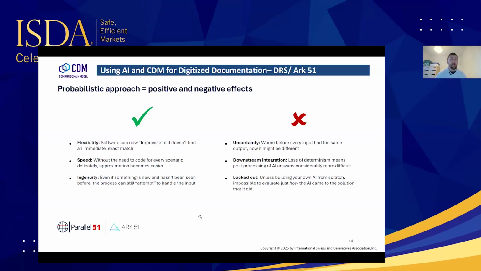So the probabilistic approach has got positive and negative effects to it. The positives are a lot to do with flexibility and speed. And that, in turn, generates a bit of a sense of ingenuity when it comes to how these AIs can work. If we take an easy example, such as trying to extract the base currency from a CSA, we might read a CSA and it says the base currency is euro.